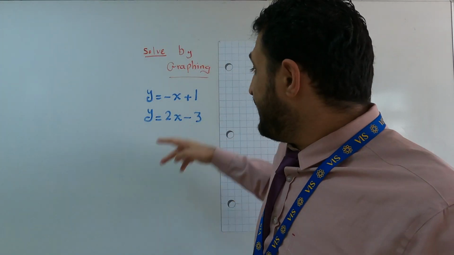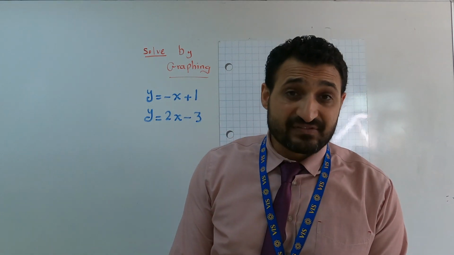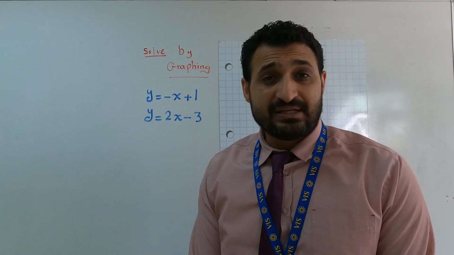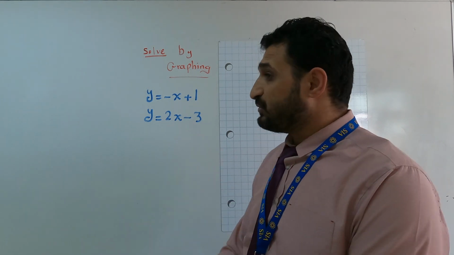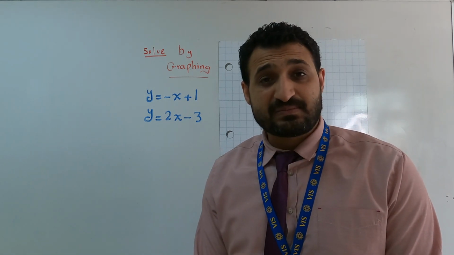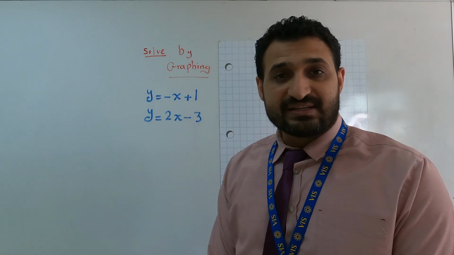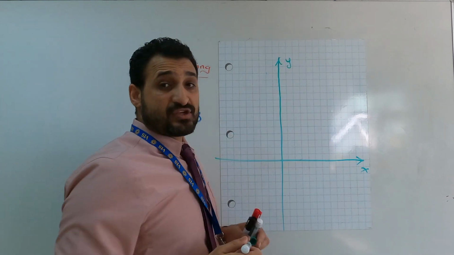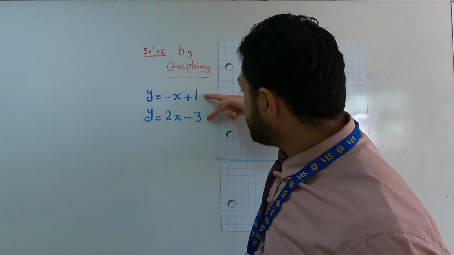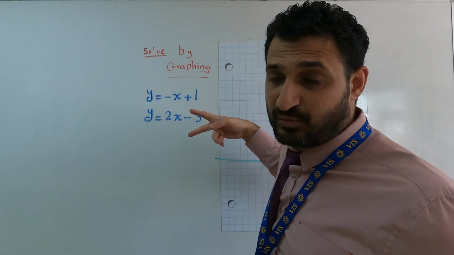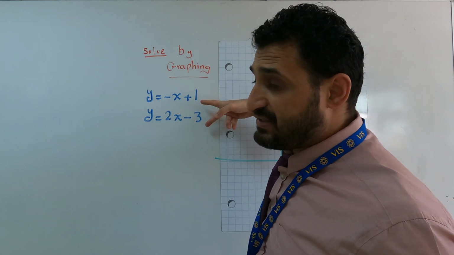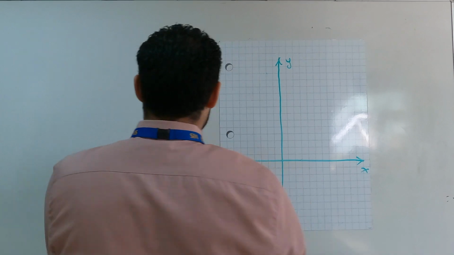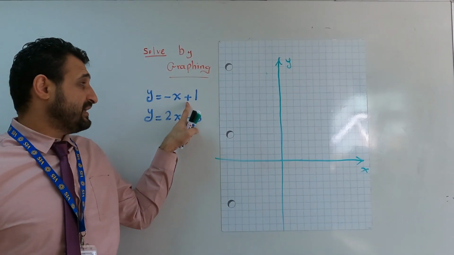Ask yourself, are they ready to be graphed or not? Does the first one look like y equals mx plus b? Actually, yes. The second one, does it look like y equals mx plus b? Yes. So they are ready. Start the graphing. The solution that satisfies both of them, which is x and y, will be the intersecting point. Now I will draw the graph of the first one.